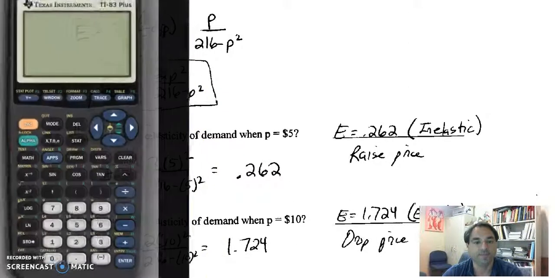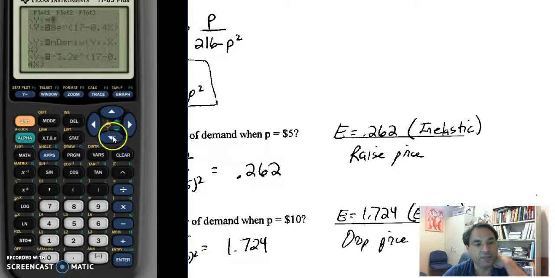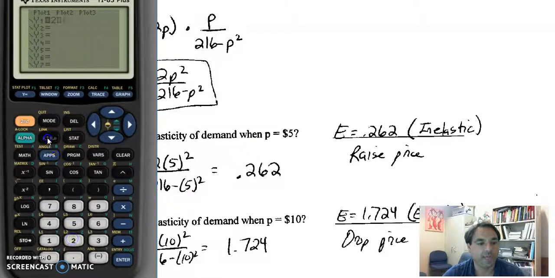So let's put that in the calculator. So we go to our calculator, we go to y equals, clear what we have in there. So we're going to put 2P squared, 2x squared divided by parenthesis 216 subtraction x squared. Close parenthesis. Okay, so let's see what happens when we plug in 5.